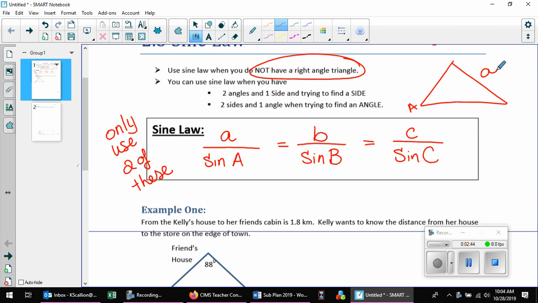I've seen the sine law be done in reverse, where sine A is on top and side A is on the bottom, and side B is on top and side B is on bottom. That's fine, just as long as all of these get flipped. Does that make sense to everybody? So you can do it either way. This is the way I was taught, and this is the way I've kind of stuck to, but it doesn't matter to me if you flip it. You just can't flip this one and leave this one. That would make me very sad and it would be bad math.